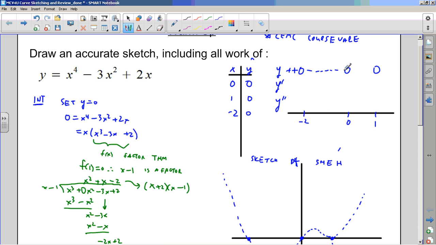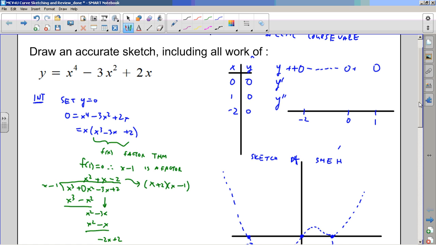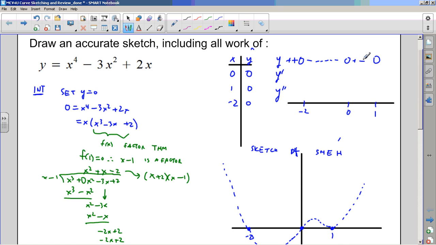What's next? So next, notice we could put in our sign chart, I suppose. It's minus there, positive here, bounce and stays positive. Good, and this one doesn't help us very much.